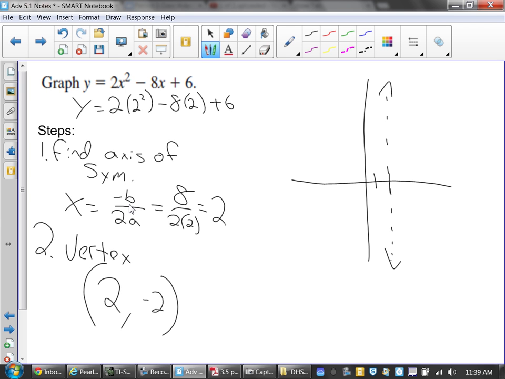I go back to my graph. I mark off -2, and there it is. You told me where it is, I placed it. I know this has got to go up like a cup. So now what I want to do is find what are called symmetric twins. We talked, I think, a little bit about what that meant.